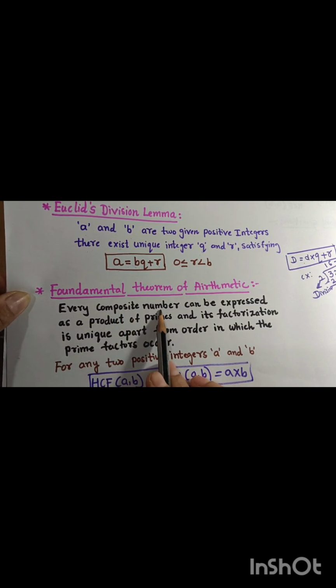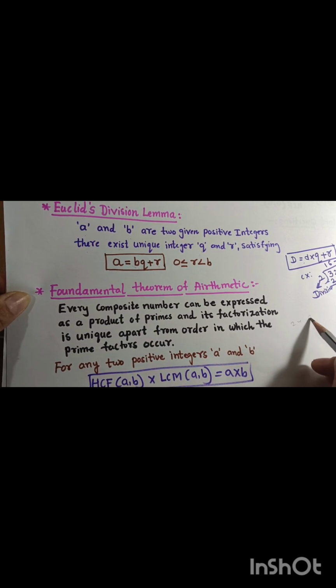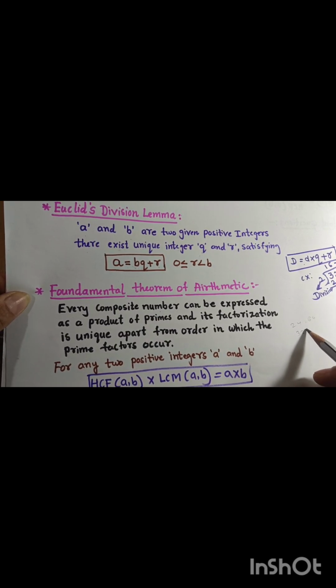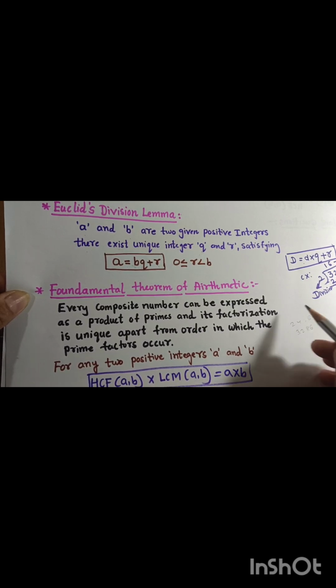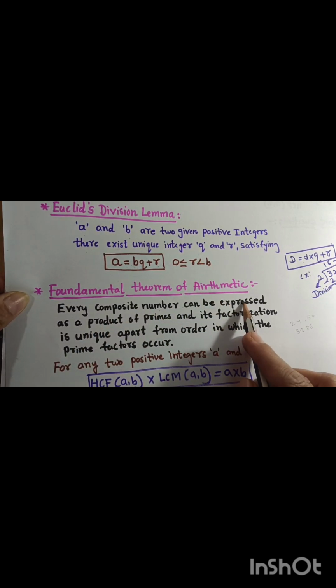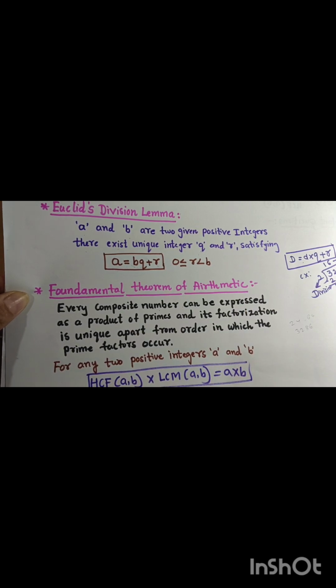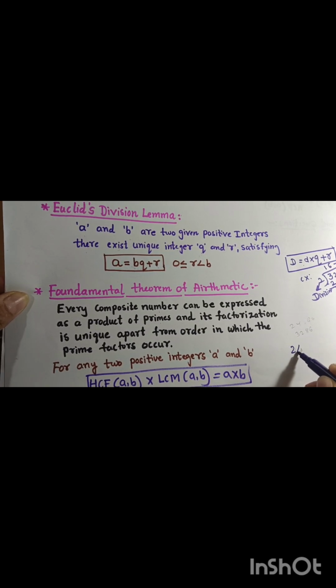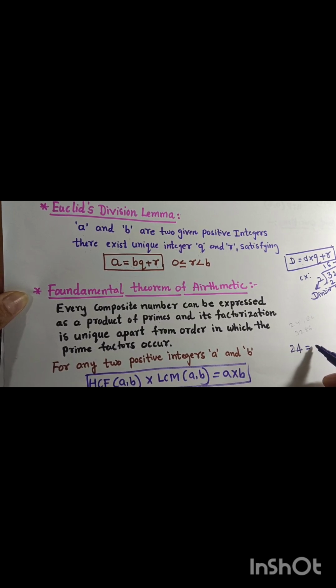Every composite number, whatever number they give, like 24, 64, 3286, these numbers are called composite numbers. Every composite number can be expressed as a product of primes. You get a product of primes when you take 24. What are the prime numbers of 24?